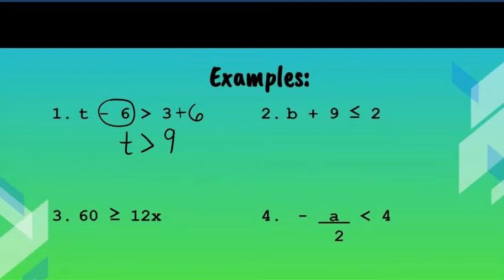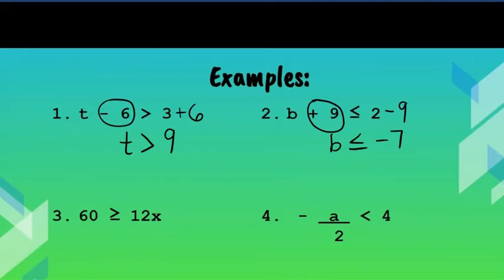Number 2, b plus 9 is less than or equal to 2. Once again, we're going to circle the part we're changing, circle plus 9. When we move the plus 9 over to the other side, we're going to change it to minus 9. 2 minus 9 equals negative 7, and we can bring down our variable b and the inequality symbol. There's the solution. b is less than or equal to negative 7.